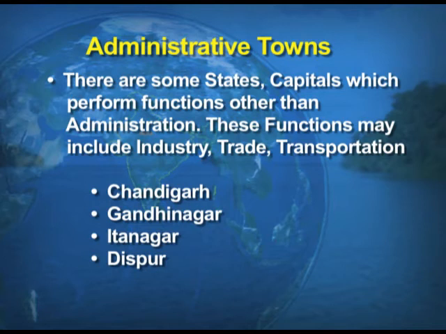Now, we will be taking up the administrative towns. The towns supporting the administrative headquarters are known as administrative towns. And dear children, all the state capitals are administrative towns. There are some state capitals which perform functions other than administration, for example, industry, trade, transportation, etc. The examples are Chandigarh, Gandhinagar, etc. Industrial towns, the towns which grow for industrial development, are known as industrial. The examples are Jamshedpur, Durgapur, etc.